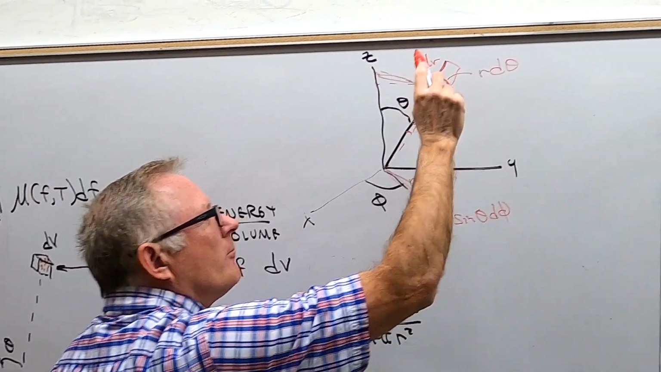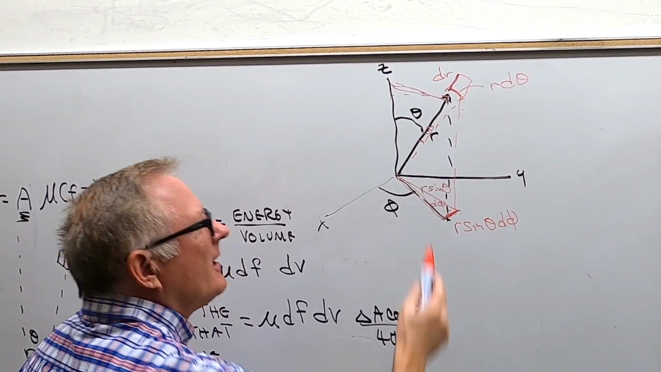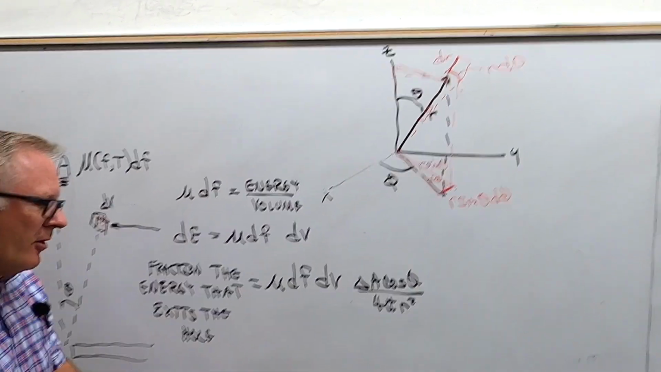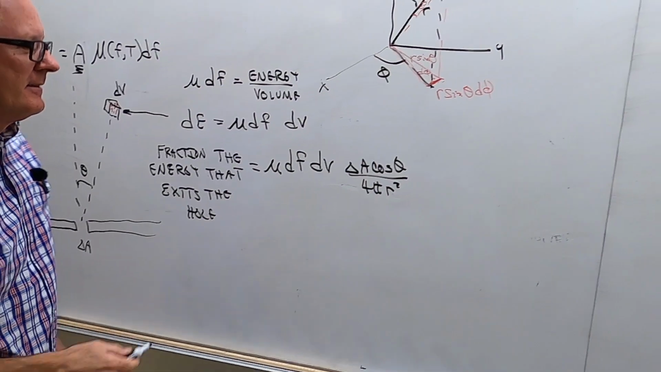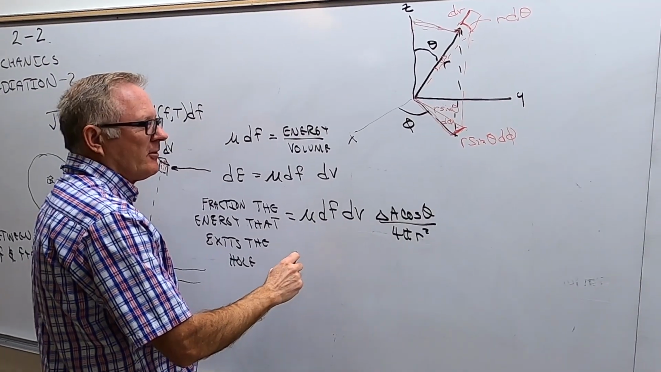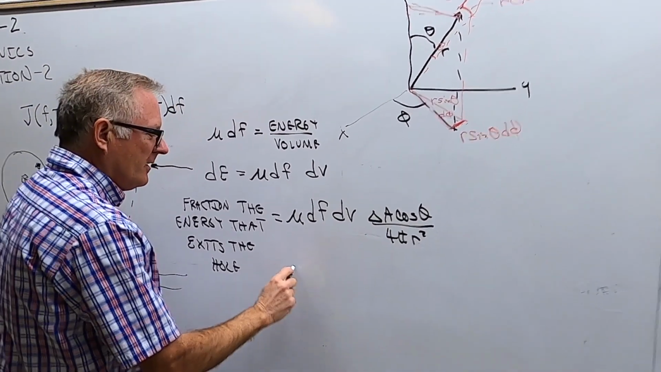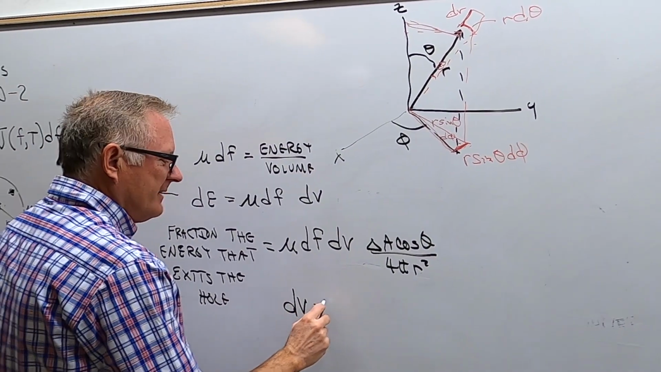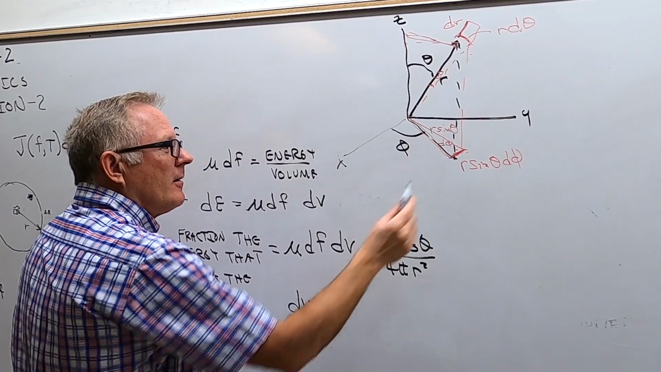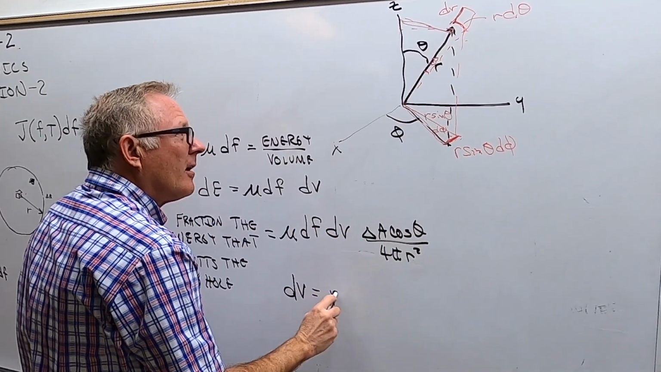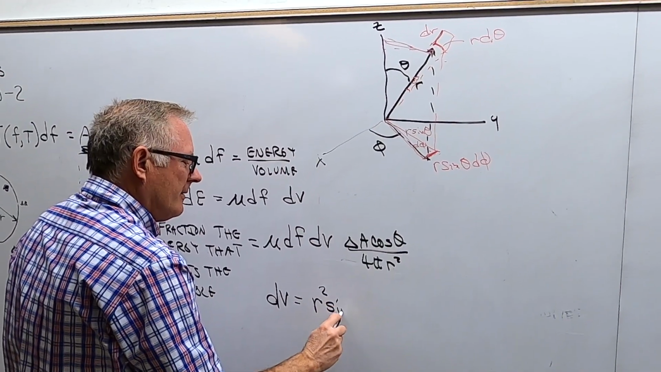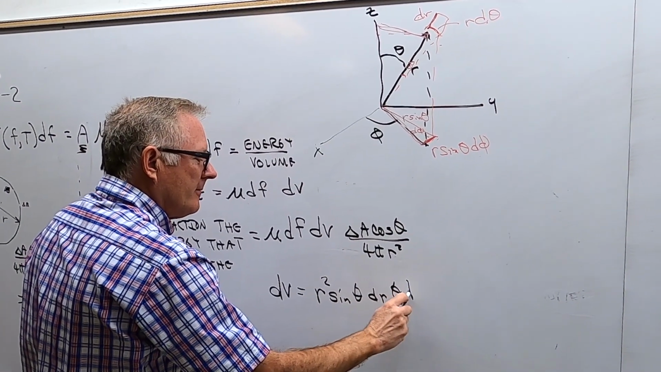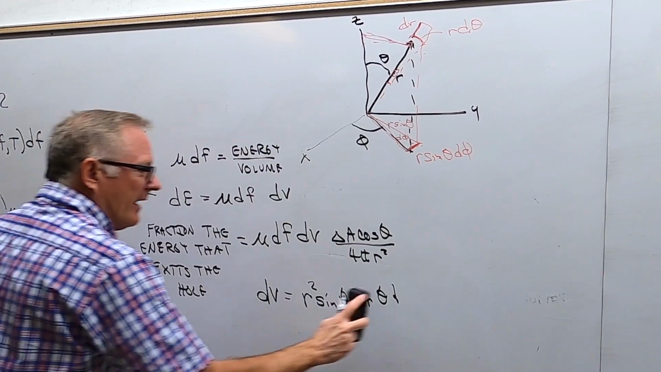So this little cube, it's kind of a cube, it'd be this times this times this. That's what dV is. Go back and look at your math book. I think they do that in calculus, I think 1C. So that little dV in spherical coordinates is this times this times this. So it's r squared sine theta dr d theta d phi.